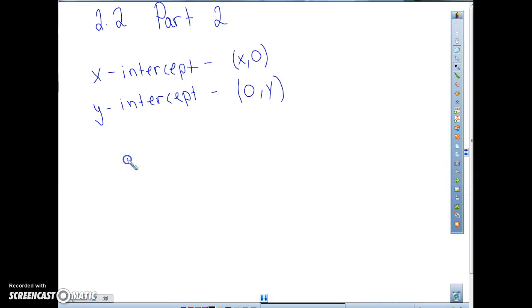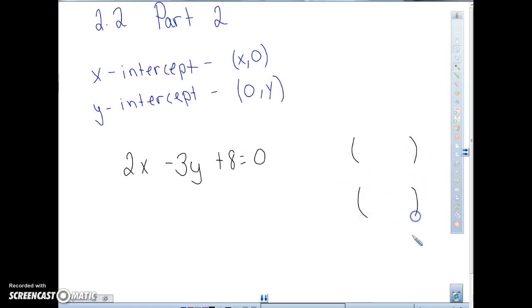So I'm going to give us some problems. So 2x minus 3y plus 8 equals 0. And we want to find the x and y-intercept. So anytime you're asked to find the x and y-intercept, do two sets of parentheses and do diagonal zeros. The diagonal zeros will help you find this one for the x-intercept and this one for the y-intercept. So to find your x-intercept, we're going to plug in a 0 for y.